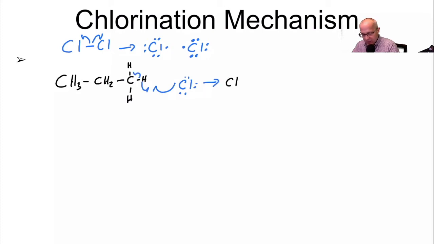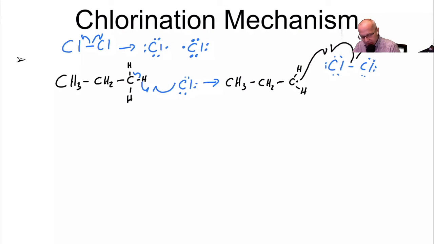And we form this radical. And that radical will continue on, react with chlorine, to give us the product. There we go. So there's the chlorinated product.